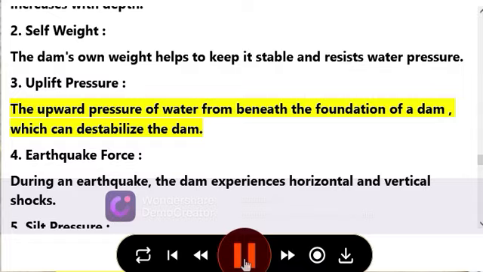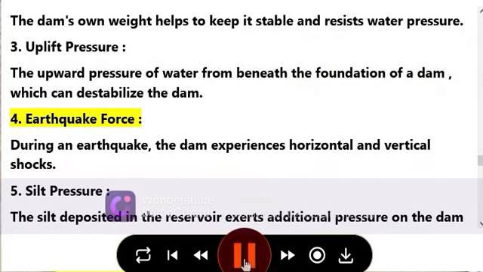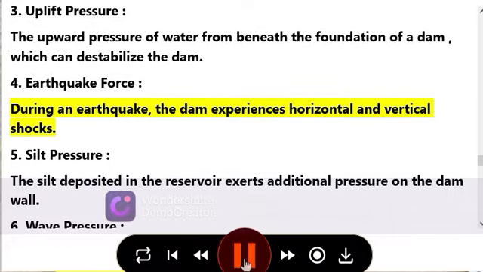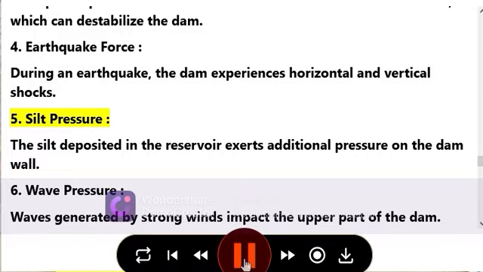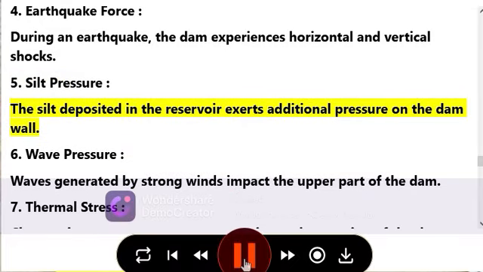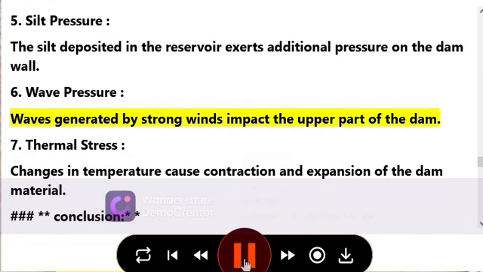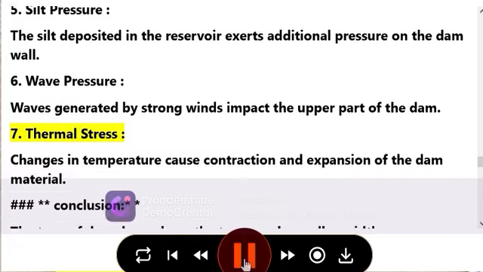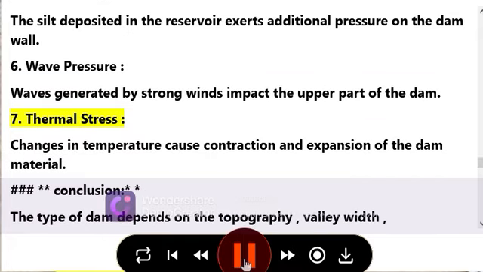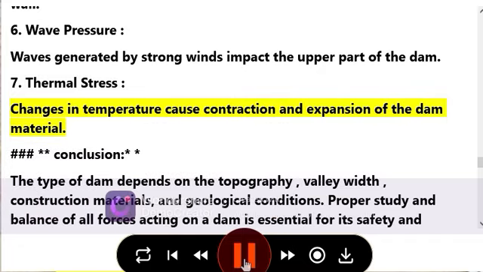3. Uplift pressure. The upward pressure of water from beneath the foundation of a dam, which can destabilize the dam. 4. Earthquake force. During an earthquake, the dam experiences horizontal and vertical shocks. 5. Silt pressure. The silt deposited in the reservoir exerts additional pressure on the dam wall. 6. Wave pressure. Waves generated by strong winds impact the upper part of the dam.